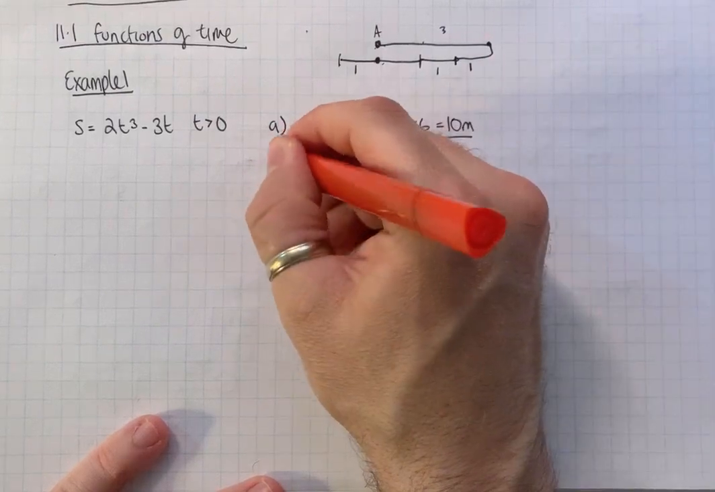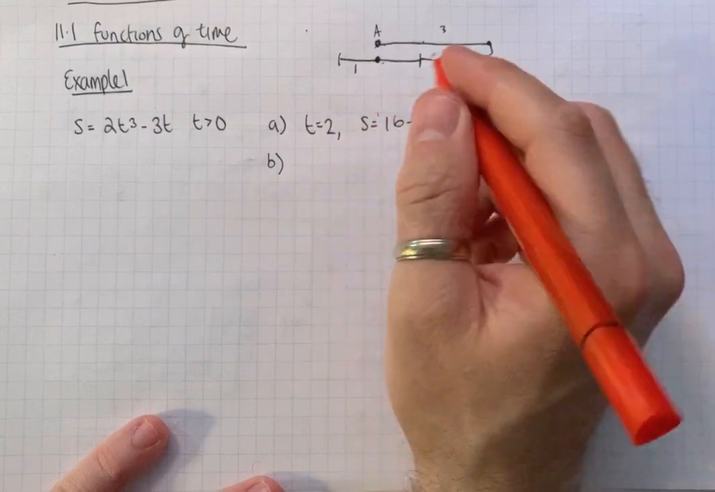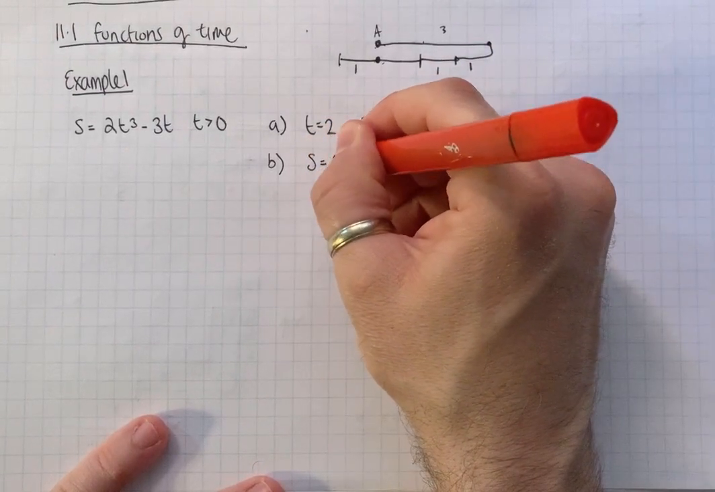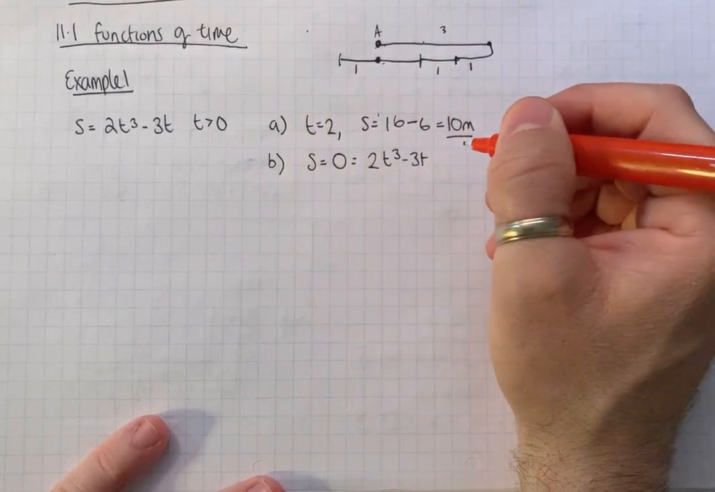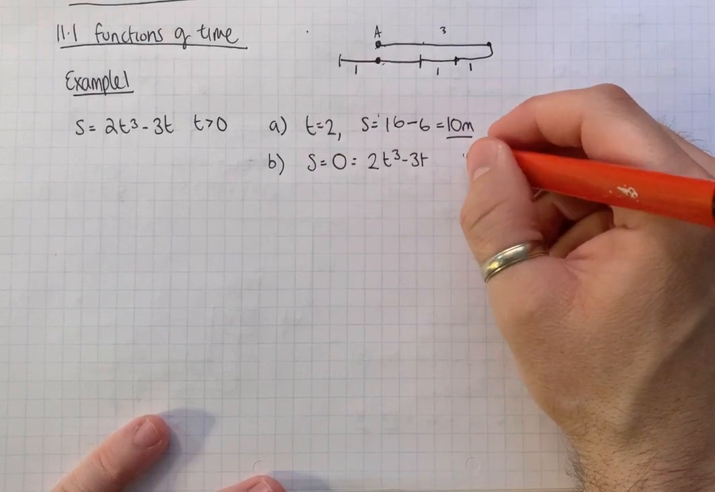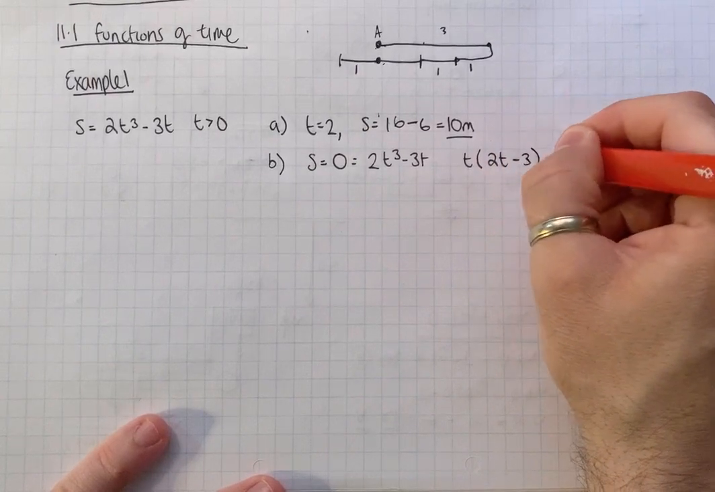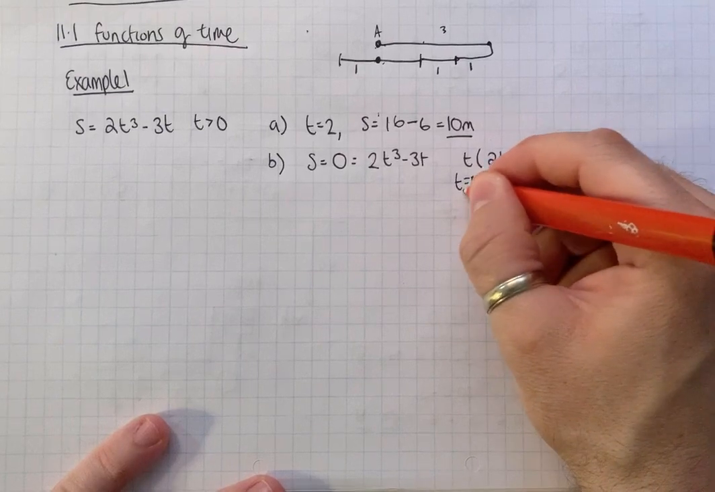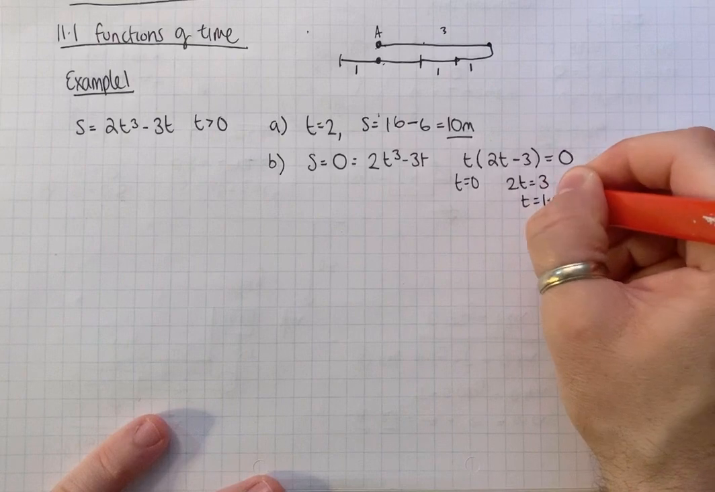B then asks us to work out the time taken for the particle to return to O, to go back to the starting point. Well, when it returns back to its starting point, your displacement is 0. So we'd have 2t cubed minus 3t equals 0. If we then factorise t out, you'd have t brackets 2t squared take away 3 equals 0. So we'll have t equals 0. Well, initially you're at the starting point.